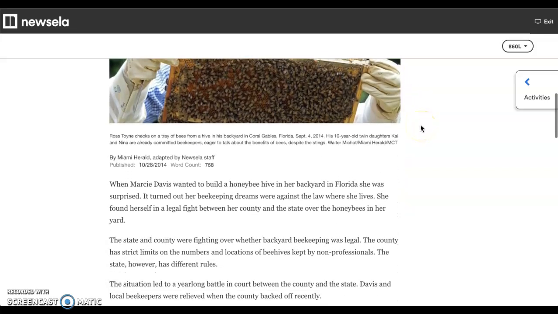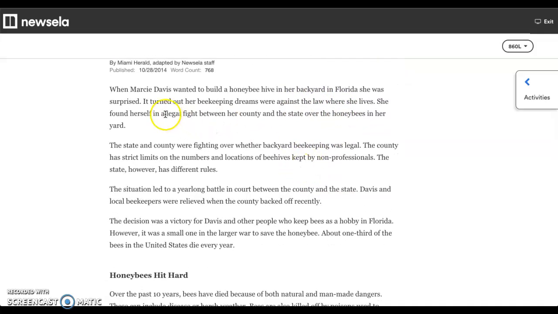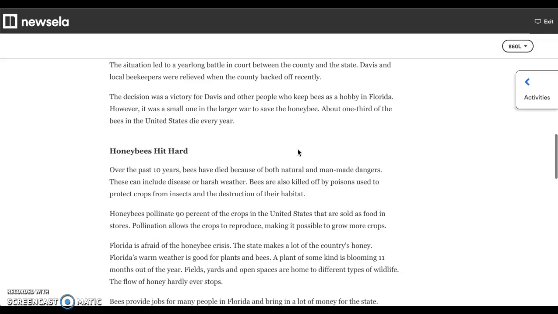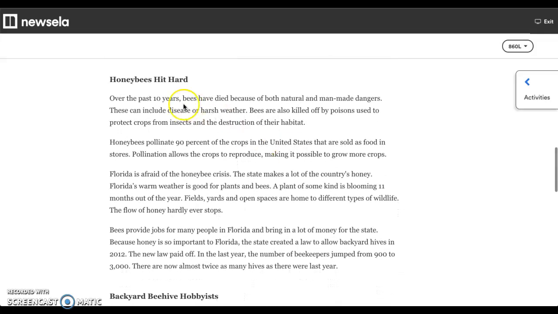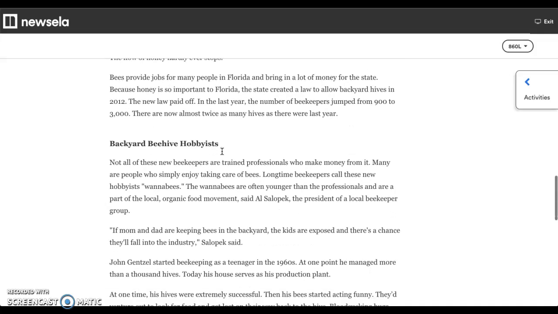So, as we go down and read, it first gives you a lot of background information about the problem. Marcy Davis wanted to build a honeybee hive in her backyard in Florida. However, it's against the law. Okay, so she was in a legal battle to try to have her own beehives in her backyard. As I skim through, "Honeybees Hit Hard," I'm seeing more of the problem here, and you're going to read this on your own.